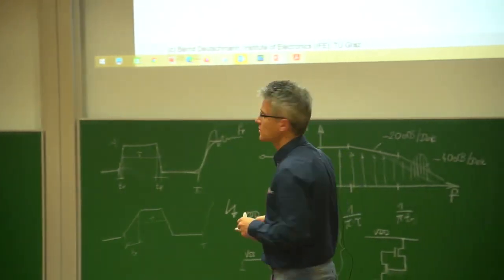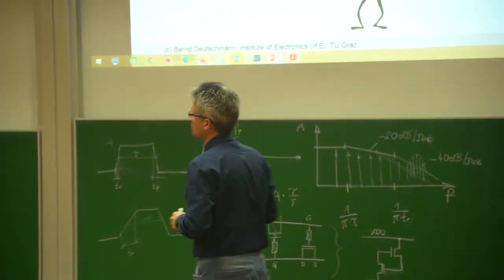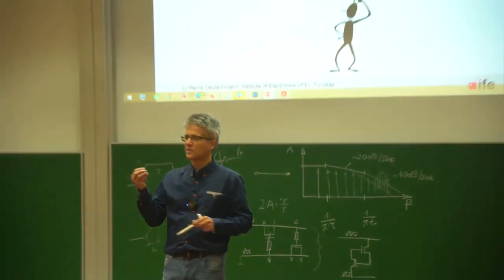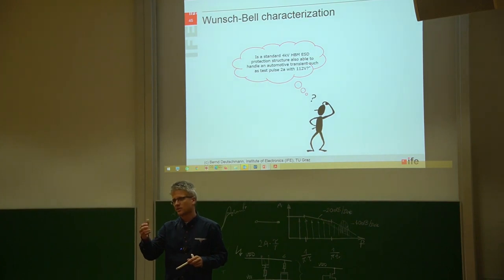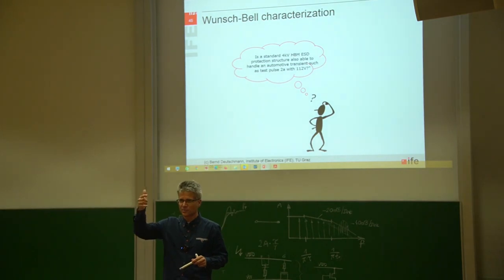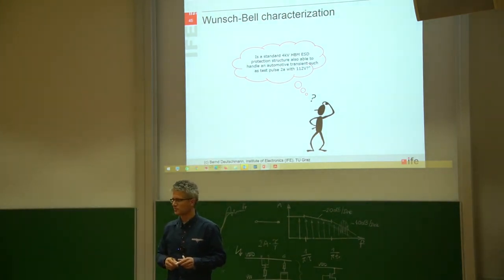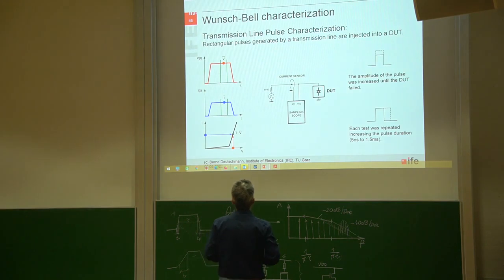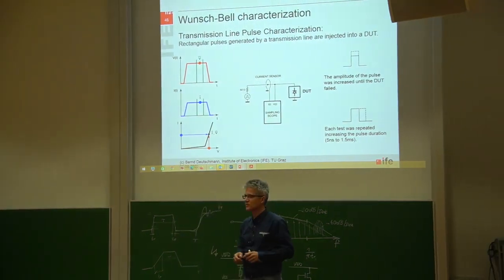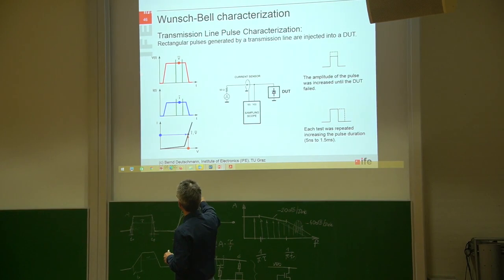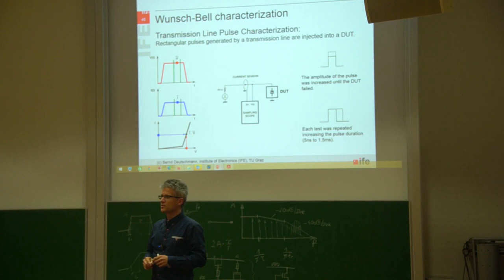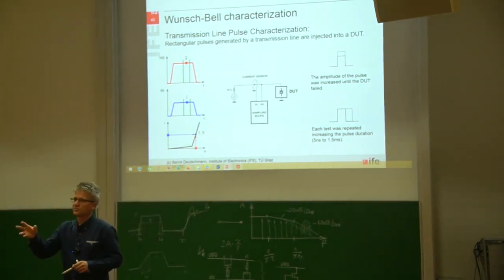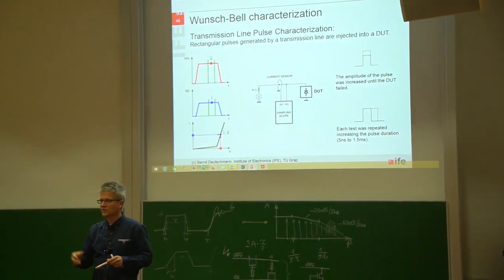And there were two scientists, Mr. Wunsch and Mr. Bell, and they found a very nice characterization technique to characterize how robust, in this case, a p-n junction is. So a diode, as I mentioned before, as used as an ESD protection. And the way they did it, they were using transient pulses, in this case, rectangular pulses, and they were injecting these rectangular pulses into ESD protection structures, like diodes.